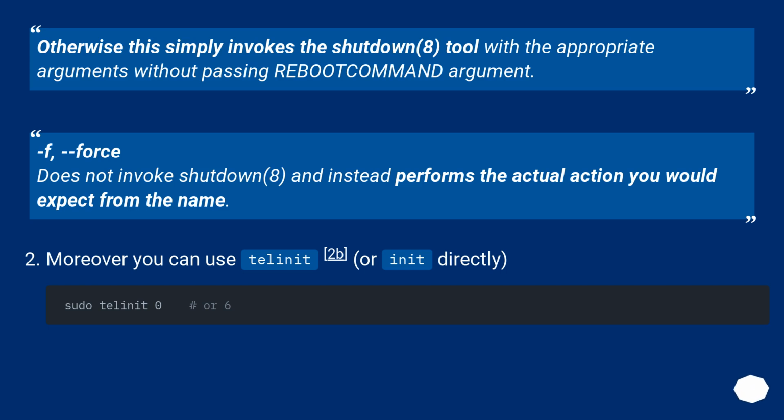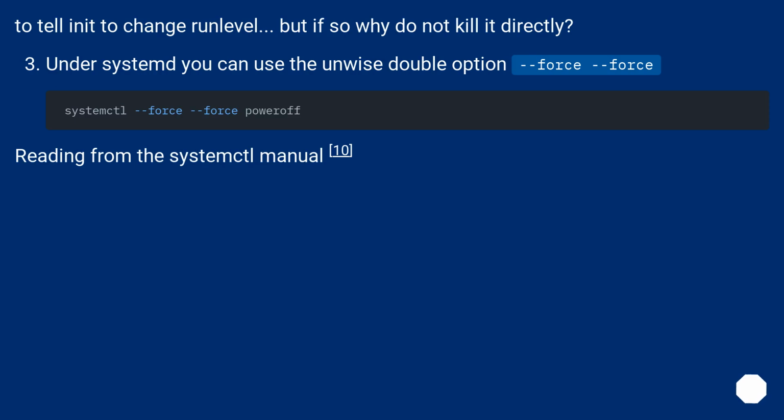Moreover, you can use telinit, to be, or init directly, to tell init to change run level. But if so, why not kill it directly? Under systemd you can use the unwise double option, --force --force.